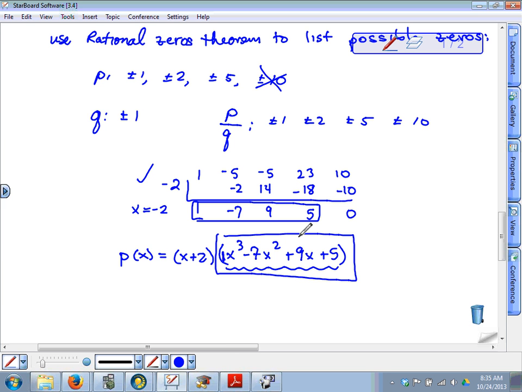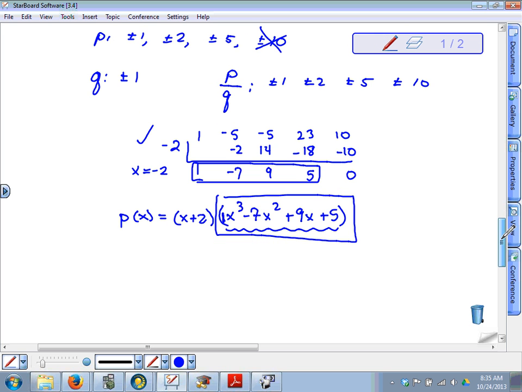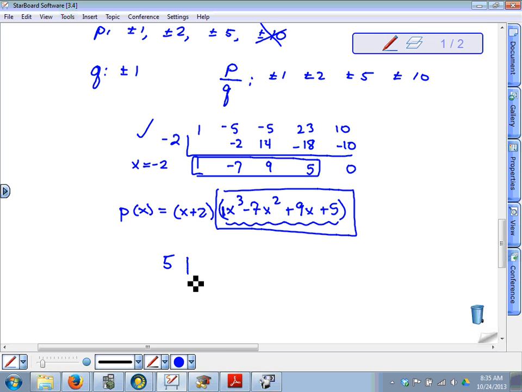And here's what I mean by that. Valerie said, or somebody over there said that 5 works. Watch carefully. I'm going to test 5 synthetically, but I am not going to use the original coefficients of the polynomial. What coefficients are we going to use? The new one. 1, -7, 9, and 5.